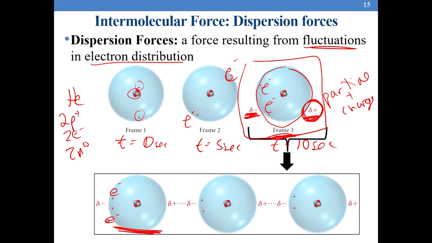So this is helium number 1, helium number 2, and helium number 3. And you notice they're all lined up in a row with this dotted attractive intermolecular force between helium 1 and helium 2 and helium 2 and helium 3, simply because of electron fluctuations, okay? But that attractive force does affect the boiling point, okay?